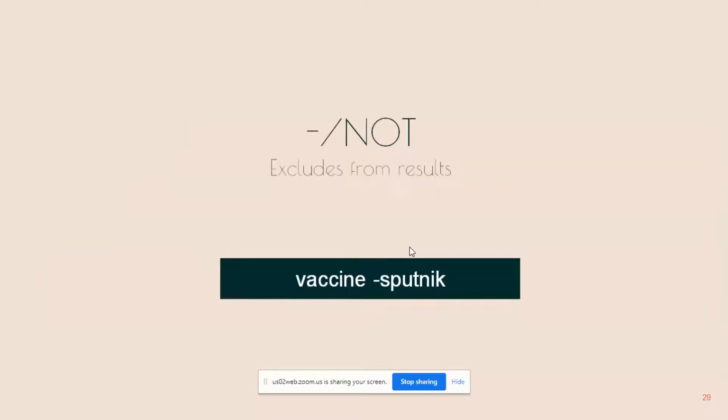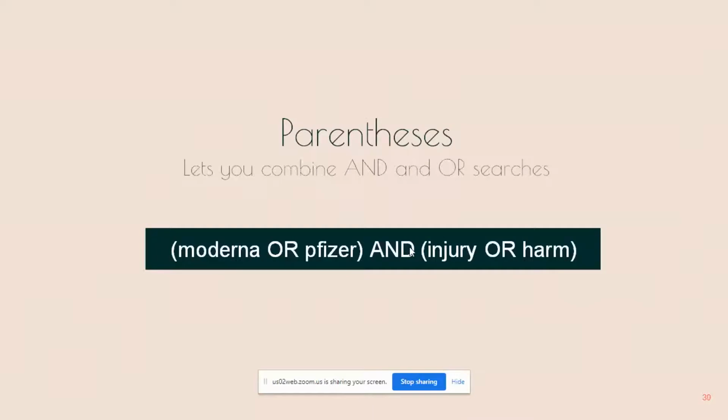Then minus, or NOT, excludes from the result. Say for example, you are doing research and you want to find out which one is popular and what people are talking about, Covaxin or Covishield, but you do not want Sputnik. So what you do is you write vaccine, because this is something which you want, but you minus Sputnik from there. So from the result, Sputnik will be excluded and you'll get results for other vaccines.